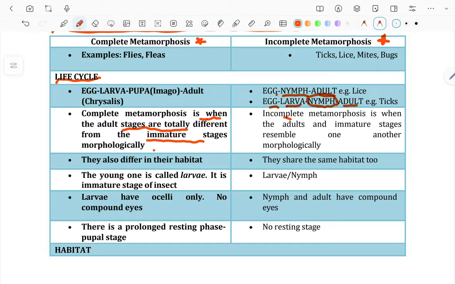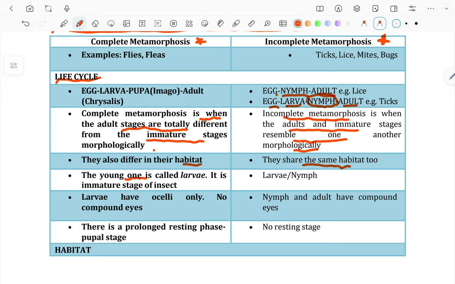Complete metamorphosis is when the adult stage is totally different from the immature stage morphologically, whereas incomplete metamorphosis is when the adult and immature stage resemble one another morphologically. They also differ in the habitat, while in incomplete they share the same habitat too.